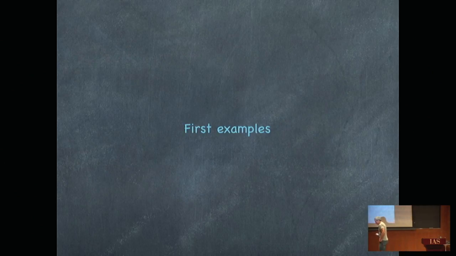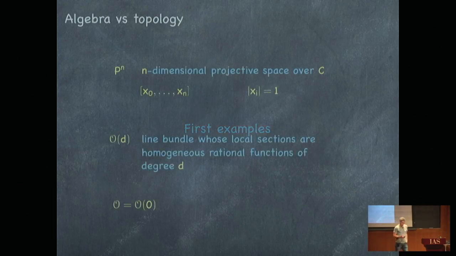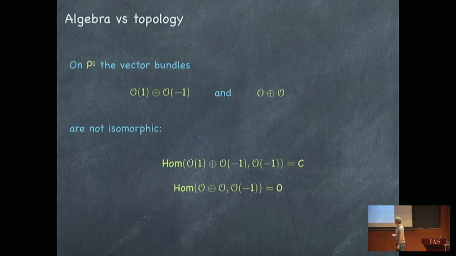All right, well, that's a long wind-up. Let me get down to some very concrete examples of what I'm talking about. The first thing is I want to think about vector bundles over projective space. So I'm imagining projective space of dimension n over the complex numbers with homogeneous coordinates I'll indicate with x_i, and O(d), the standard line bundle whose sections are homogeneous rational functions of degree d.